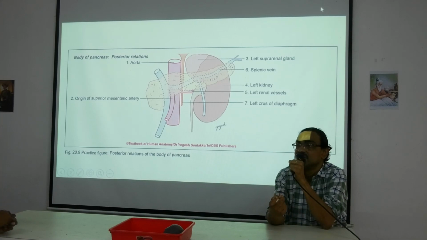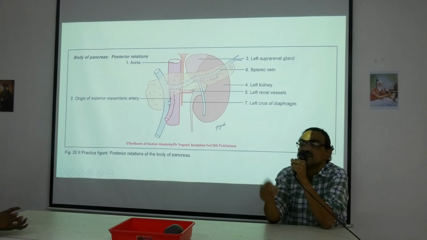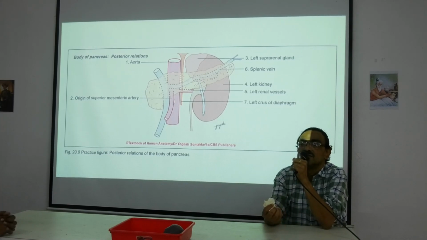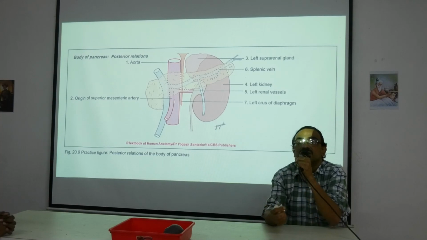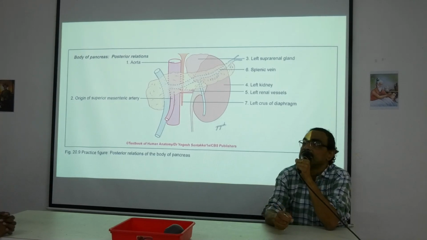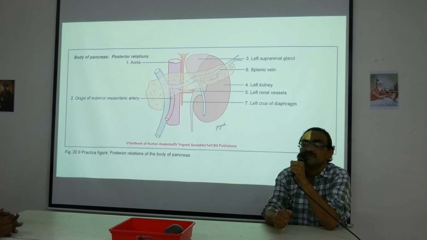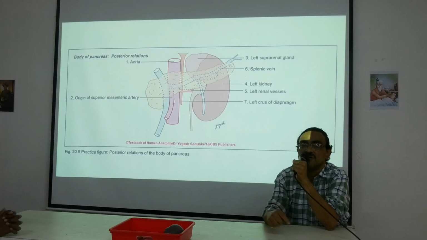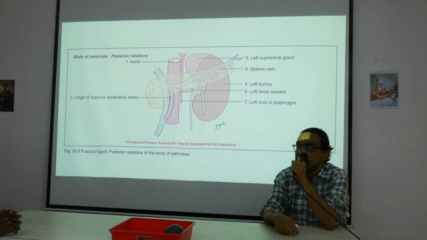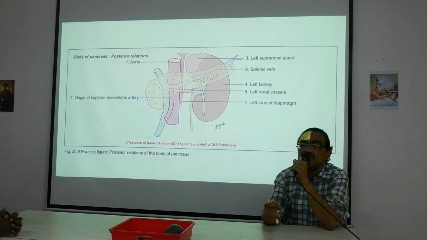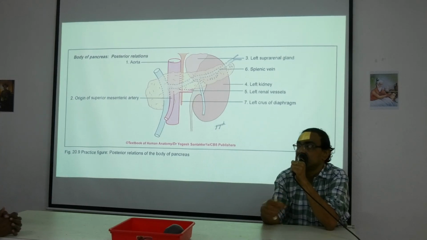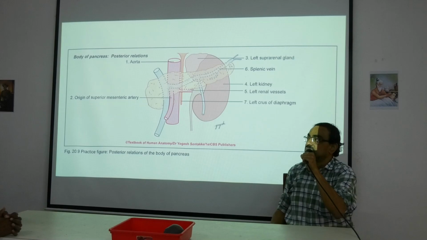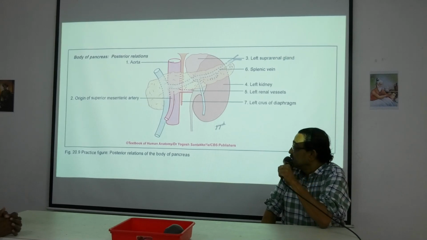You can find any structure, any vessel that is hanging from the third part of the duodenum, that is the superior mesenteric vessels. In your OSPE or in your ID, if you can identify the vessels hanging from the third part of the duodenum, that is the superior mesenteric vessels.